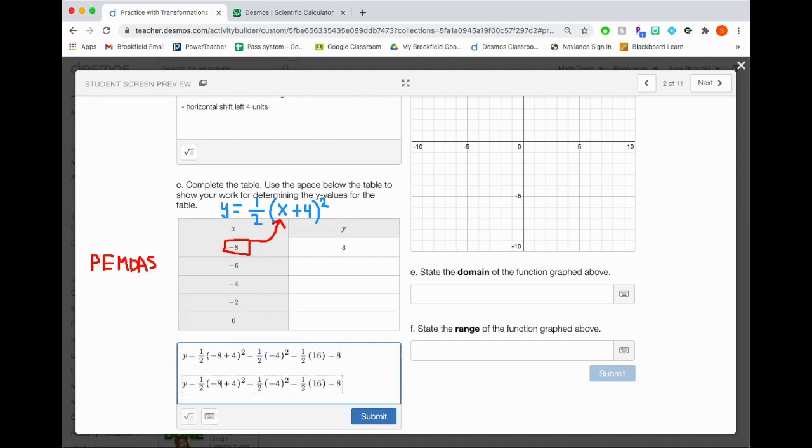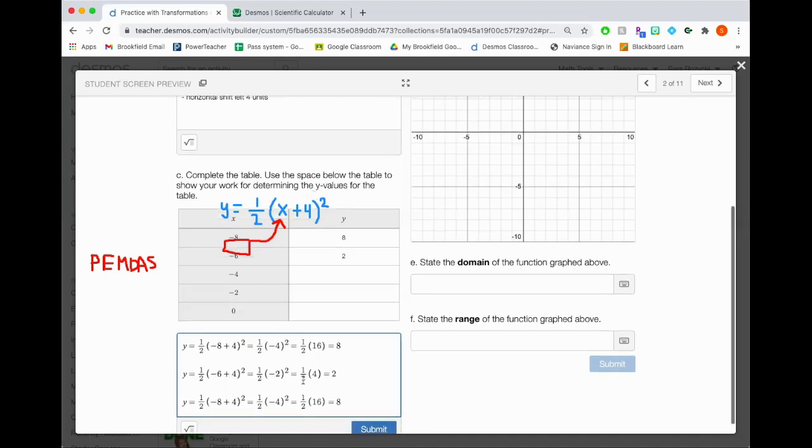And the nice thing is copy and paste is a great feature, and you can just go through and edit the work. So when I subbed in x equals -6, -6 plus 4 got me -2. When I square that in parentheses, I get +4. Half that is 2.